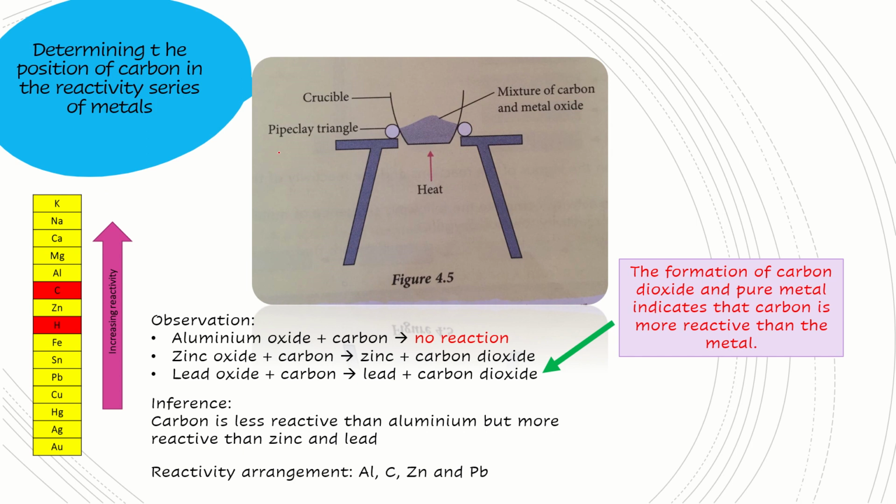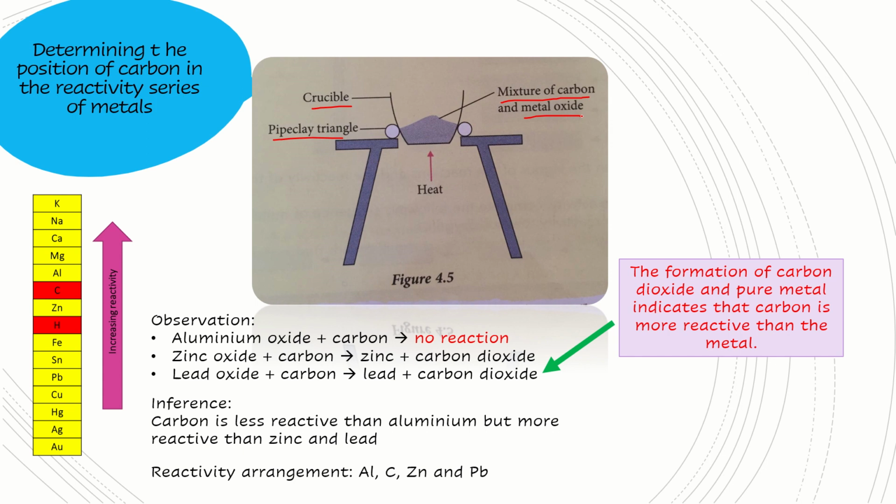Okay, this is the diagram. This is the apparatus setup of the experiment. This is the crucible, the pipe clay triangle, and this is the tripod stand. So in this crucible, what do we have? We have a mixture of carbon and metal oxide. Maksudnya kita ada campuran serbuk karbon dan juga serbuk logam oksida.